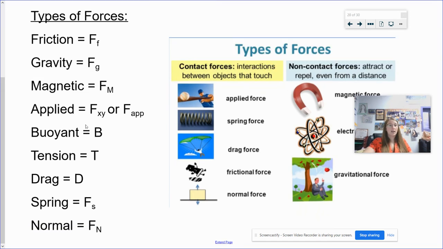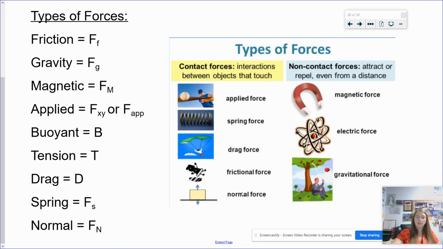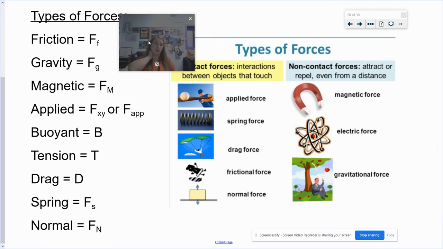So these are all the different types of forces. Again, like we said, we have contact forces, meaning you actually have to touch. Non-contact forces, again, magnetic, electric, and gravitational. Those are things that are not touching, they're not physical, they're created by fields.